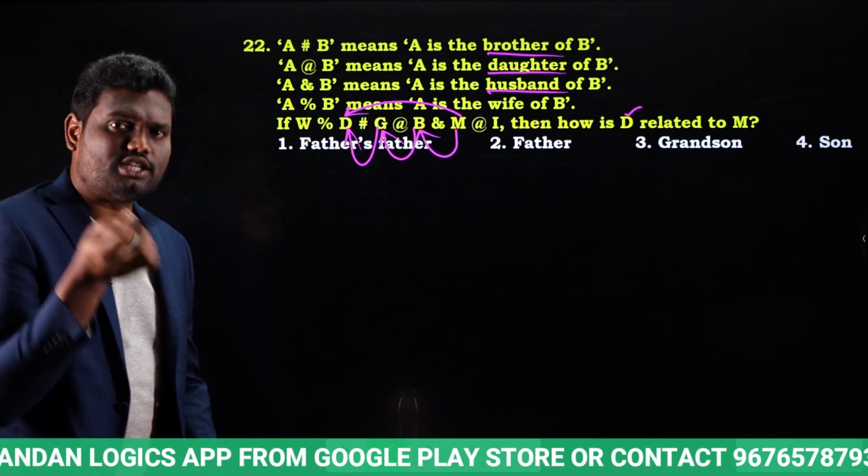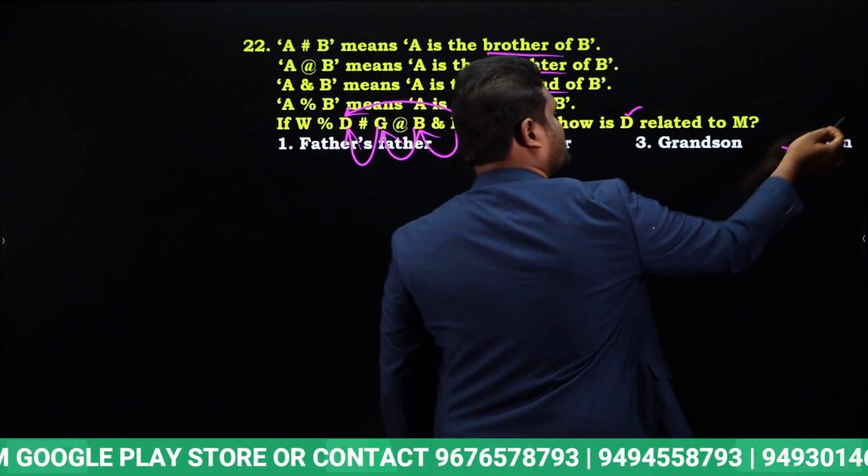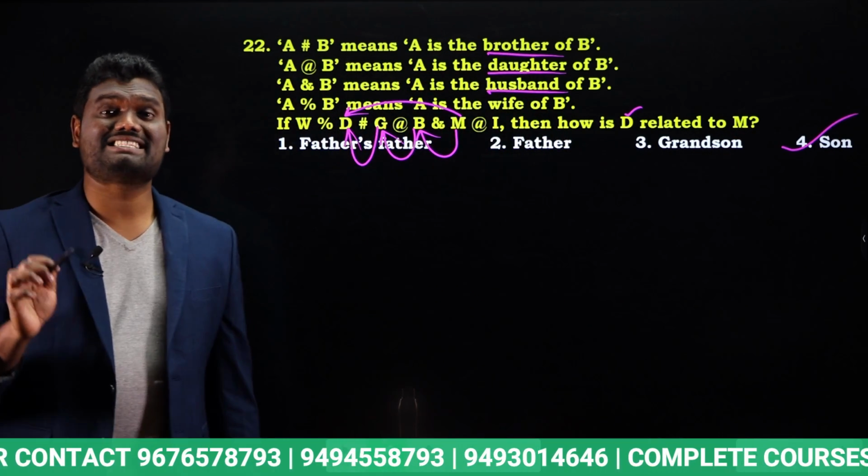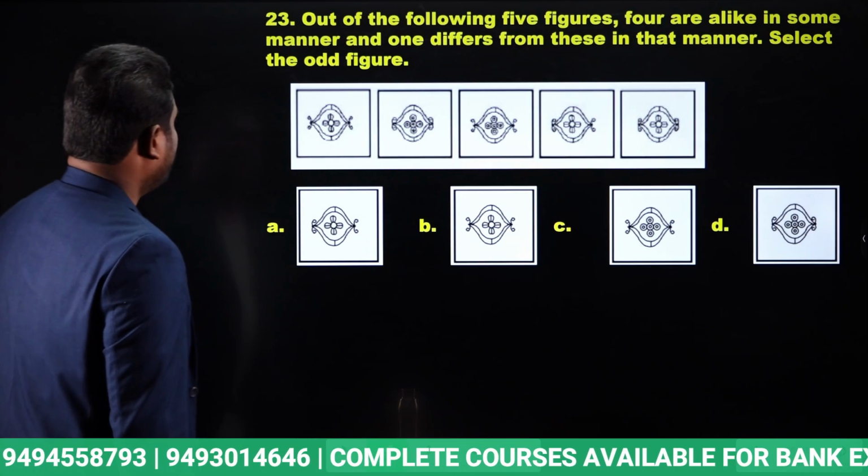Yes or no? Daughter's brother is nothing but son. So the answer for this question will be son. So how is D related to M? Son. Is it clear? Next one.